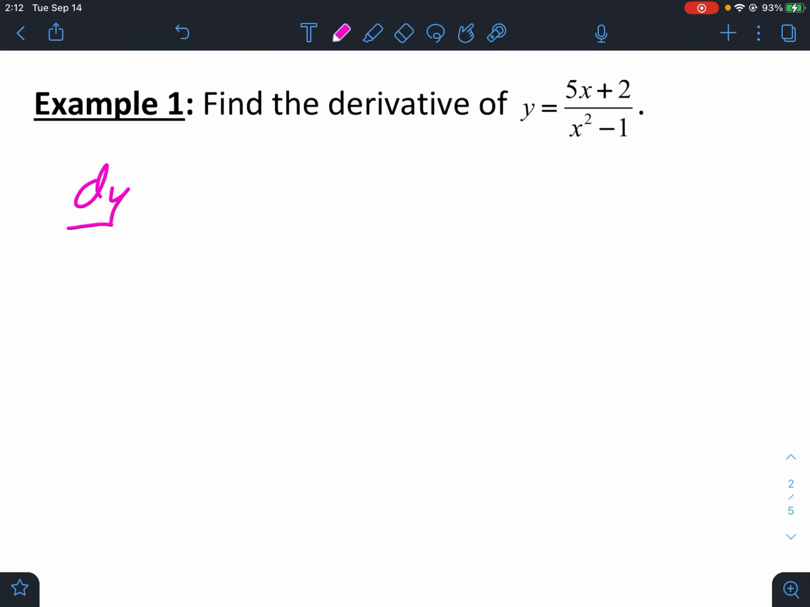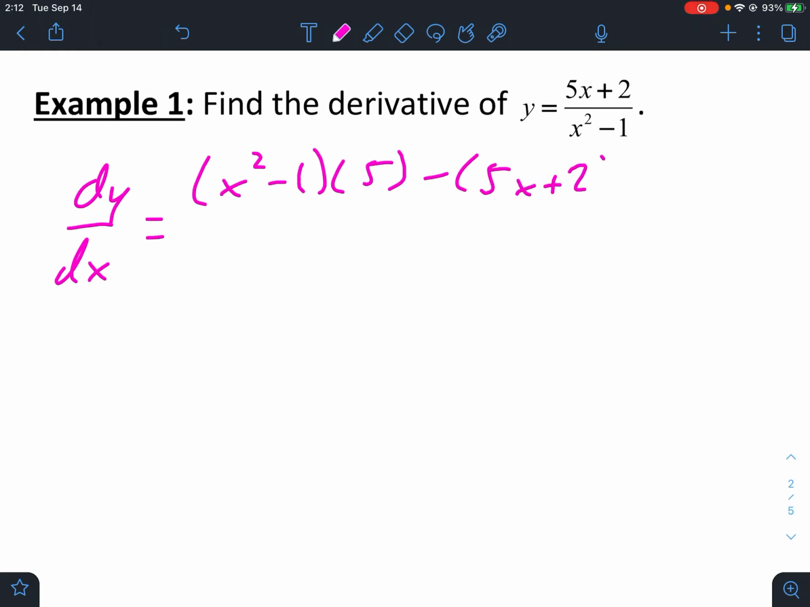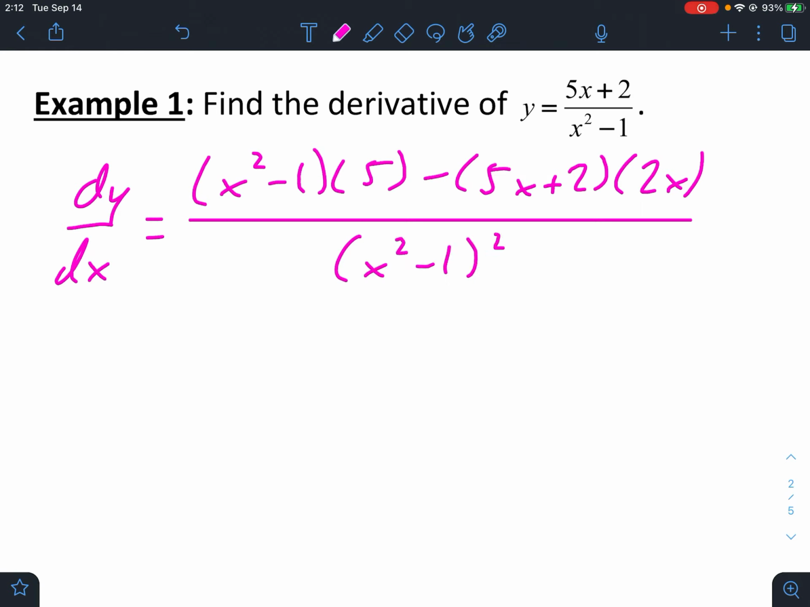So let's take our derivative dy dx, or y prime if you prefer that. The denominator times the derivative of the numerator minus the numerator times the derivative of the denominator all over the denominator squared. That's it. That's your derivative.